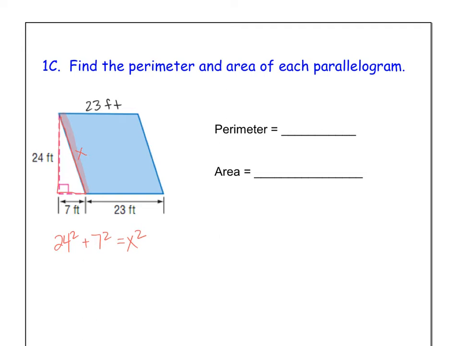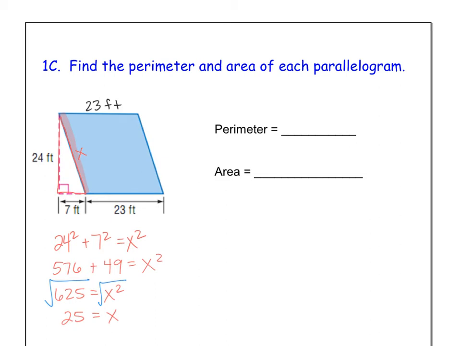So if you type in your calculator 24 squared, you get 576. 7 squared is 49, and that equals x squared. Then add 576 plus 49, it's 625. And then think about, how do you get rid of x squared? You have to do the square root, and whatever you do to one side, do to the other side. The square root of 625 is 25.